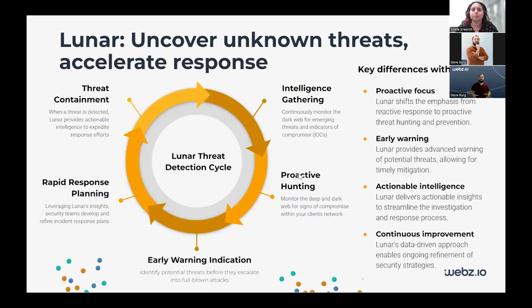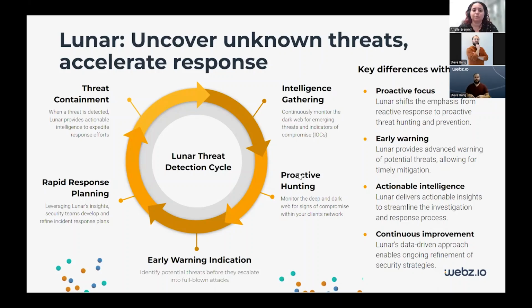The goal here is for us to uncover the unknown threats. That's 66% of breaches that don't have an associated alert. We want to uncover them for you and accelerate the response. And it starts with intel gathering. Now, this is something that Lunar does. This is the Lunar threat detection lifecycle. Lunar does most of this automatically for you.